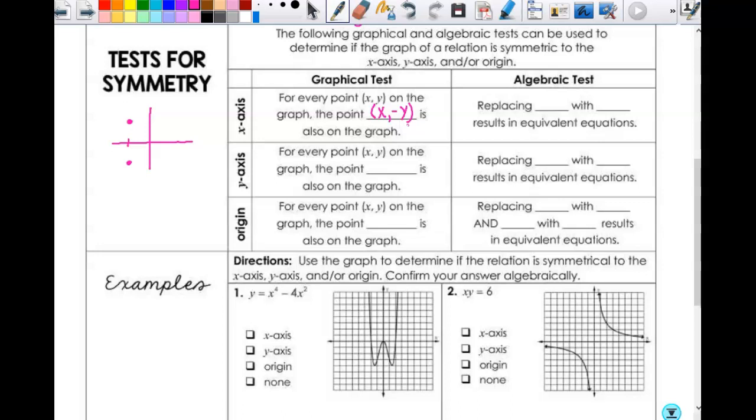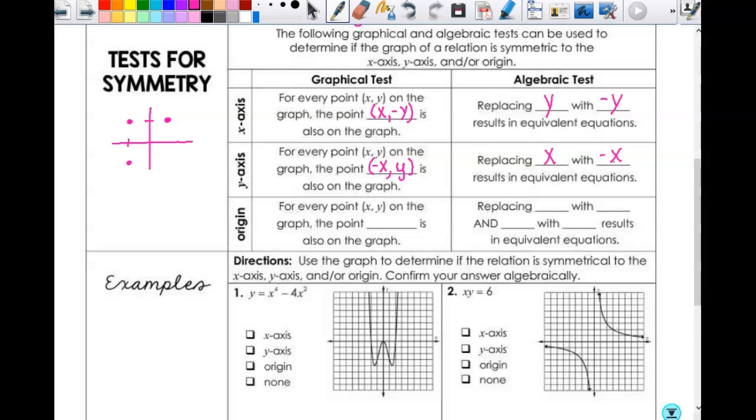Algebraically, if I just have the function and I'm trying to figure it out, what we're going to do is replace y with negative y, simplify things out, and then if it looks the same as it did in the beginning, then I have x-axis symmetry. If it doesn't look the same, then it doesn't have it. Okay? So then y-axis. Well, if I take this same point and I reflect it in the y-axis, it ends up over here, right? So now the y value didn't change, but the sign on the x did. Okay? So y-axis symmetry, you change the sign on x. X-axis, you change the sign on y. So algebraically, we replace x with negative x, and it results in an equivalent equation.